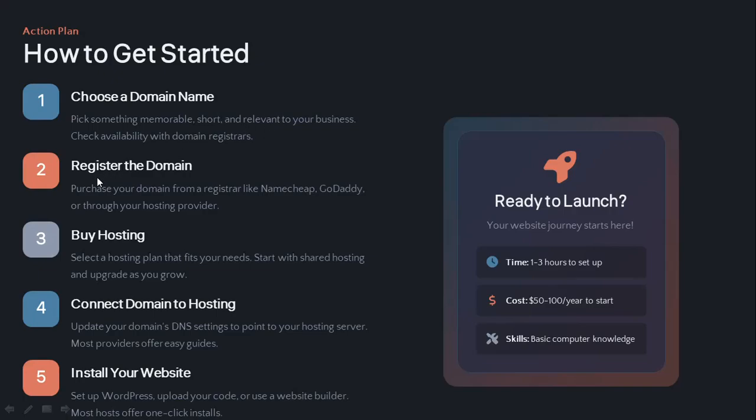Then you register your domain, purchasing it from a registrar like Namecheap, GoDaddy, etc. Then buy the hosting. Select a hosting plan that fits your needs. Start with shared hosting and upgrade as you grow. Then you connect your domain to your hosting. You update your domain settings. All this I'll be showing in the next video. Then you install your website. If it's WordPress you want to use, an example of a CMS, it's just all about setting it up on your cPanel. Then you get to work on it very easily.